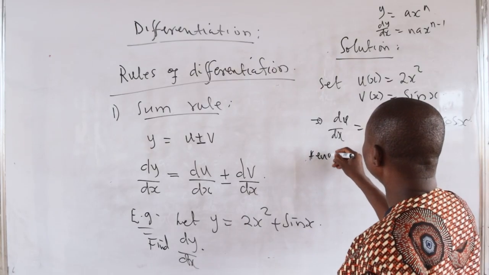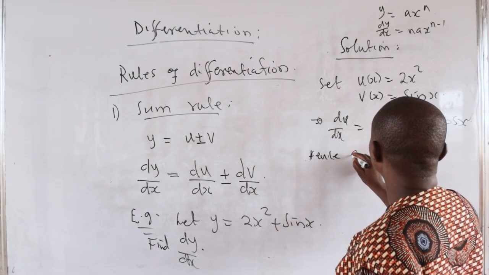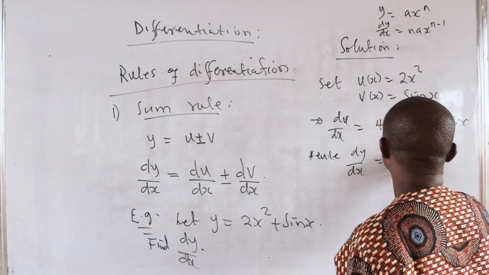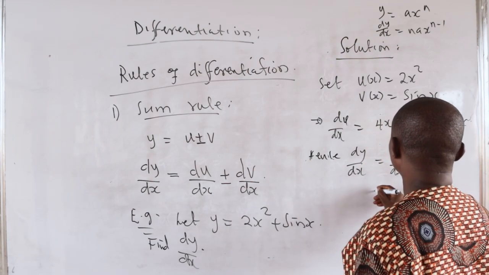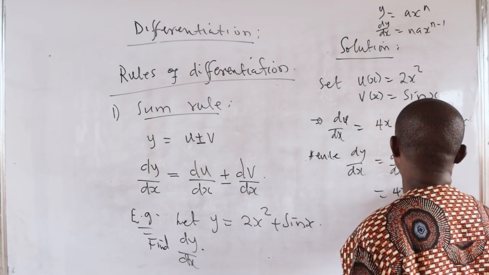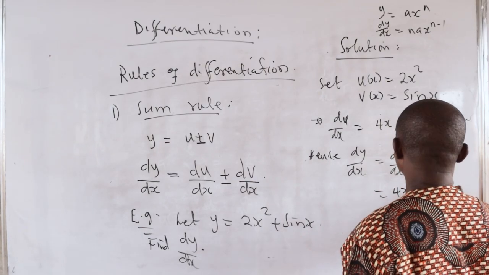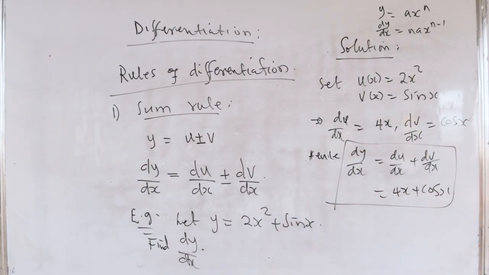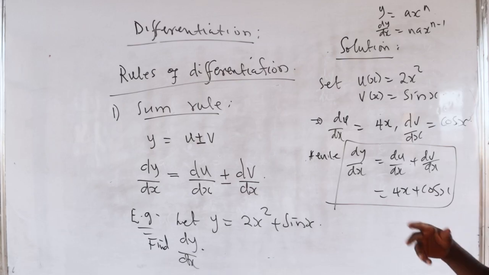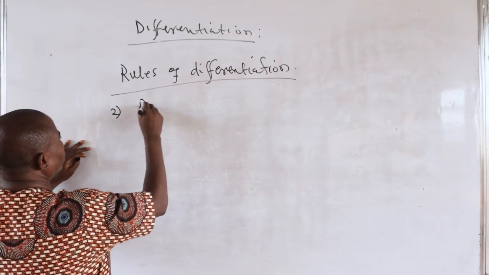Hence, dy by dx, which is du by dx plus dv by dx, is simply 4x plus cos x, and that is the derivative of y with respect to x. So this is how we can apply the sum rule to compute the derivative of the sum of two functions that are differentiable. Okay, what about the product rule?